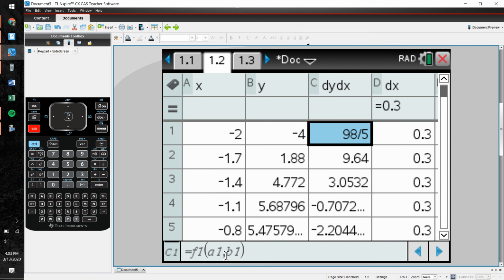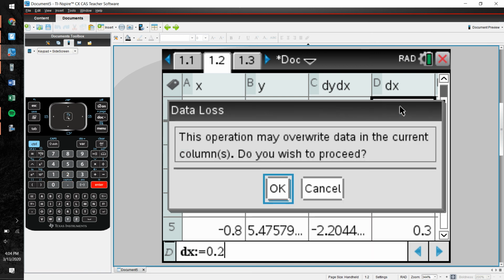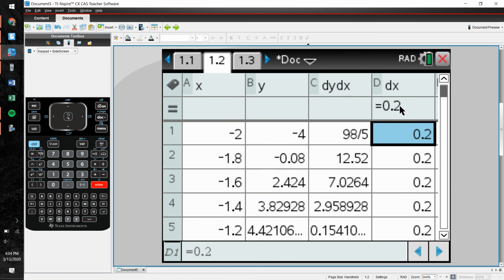The formula still comes from evaluating f1 of x comma y by looking at cell A1 for the x value and B1 for the y value. So this doesn't need any work at all. The dx column is probably going to change from problem to problem, and right here we're back to a 0.2. Yes, I'm okay overwriting that, and everything has changed. That was pretty much it now, everybody.